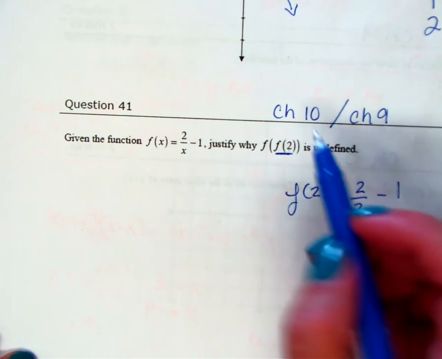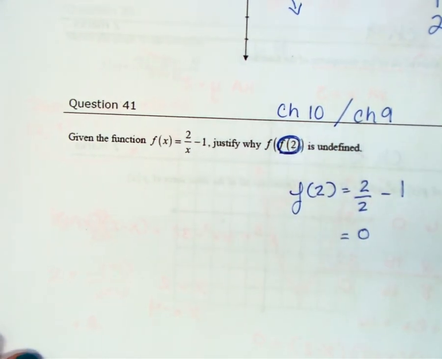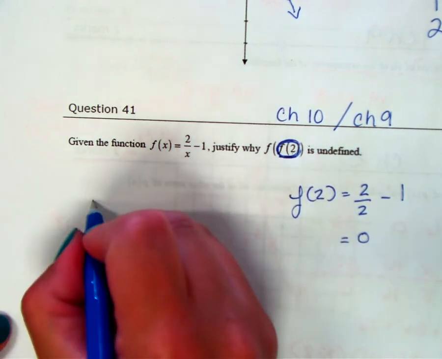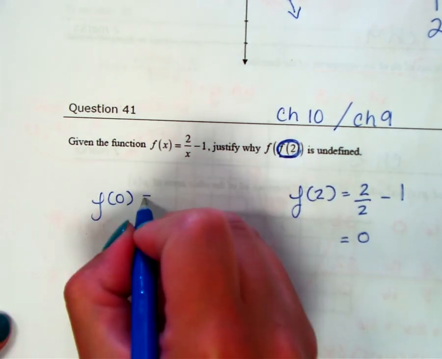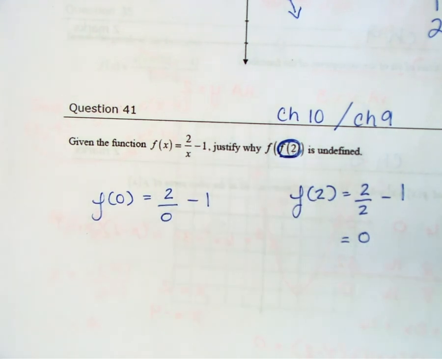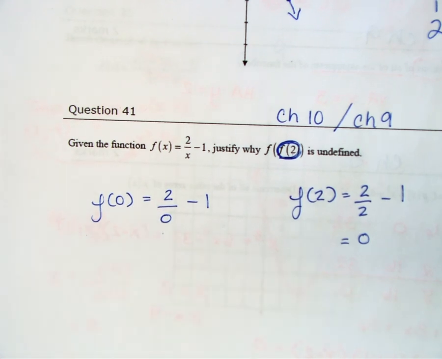So we're going to replace f of 2 with a 0, because that's what f of 2 evaluates. So then we're going to have f of 0. Do we see the problem? Yeah. Okay. Do we just leave it, or do we have to actually justify it? You're going to have to say anything divided by 0 is undefined.